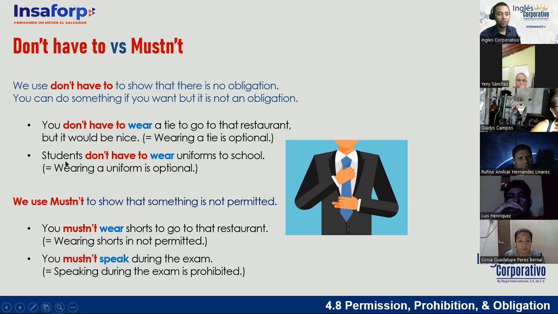The second one, students don't have to wear uniforms to school. So there is a uniform. If they want to wear it, okay. If they don't want to wear it, that's also okay. There is no obligation, okay? That's the thing. Now, we use mustn't to show that something is not permitted, okay?